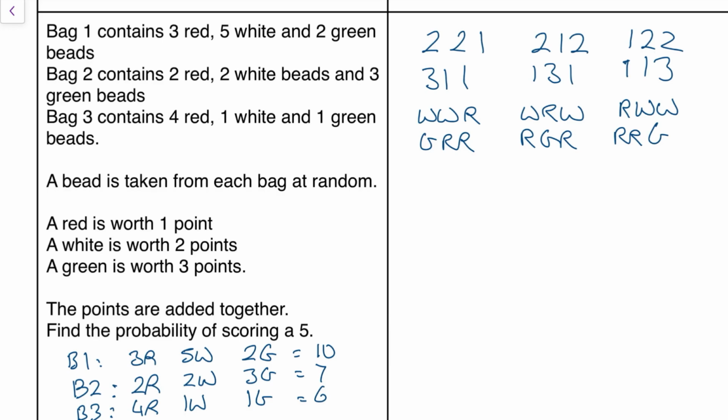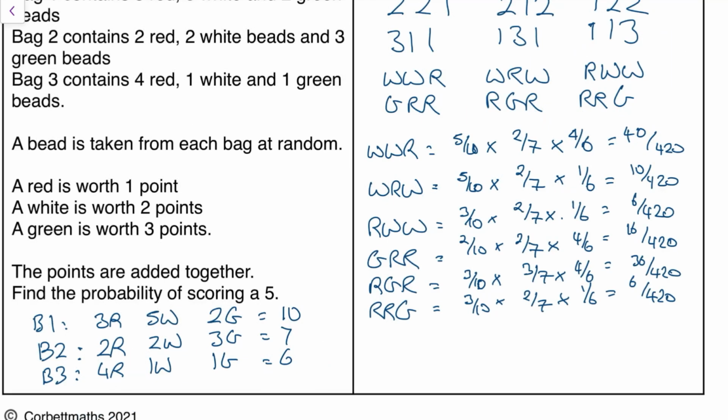Now, this is going to be messy. What's really important here, which is the whole point of this question, by the way, is you need to recognise that a red from one bag is not the same as a red from another. So this is going to involve writing them all out carefully. So let's do that. White, white, red, in that order, is going to be 5 over 10 times red, white in the second one, which is going to be 2 over 7.